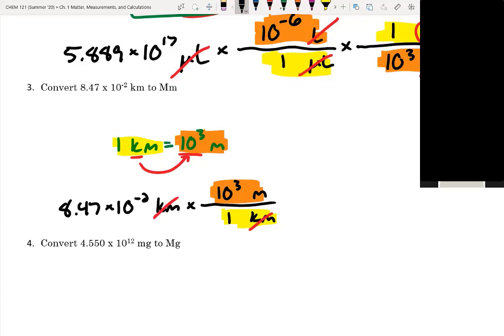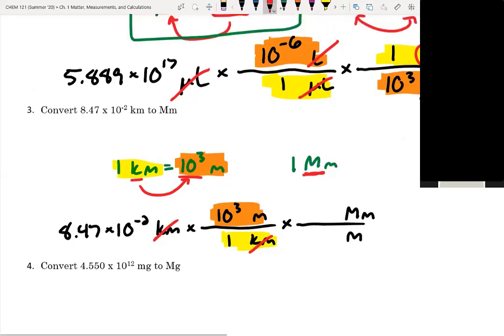And then for the next one, we can cancel out meters. So I'll put that on bottom this time so it cancels out. And our goal is to get to megameters. So we need to find the relationship between meters and megameters. If we think about, well, what the heck is 1 megameter? We need to figure out what mega stands for.